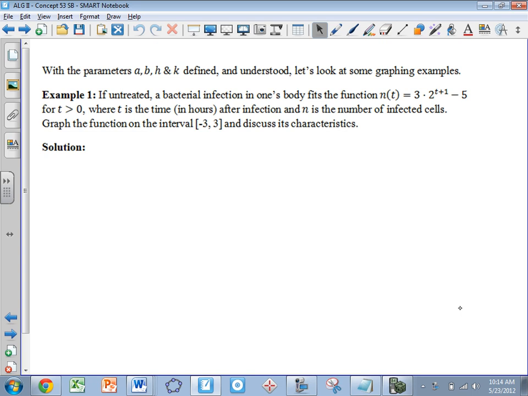Now, for today, what we're going to do is take a look at two examples. The first one we're going to look at is a bacterial infection.